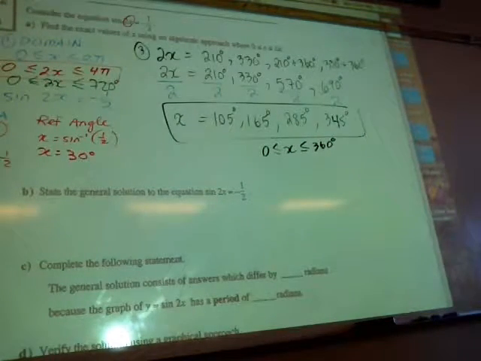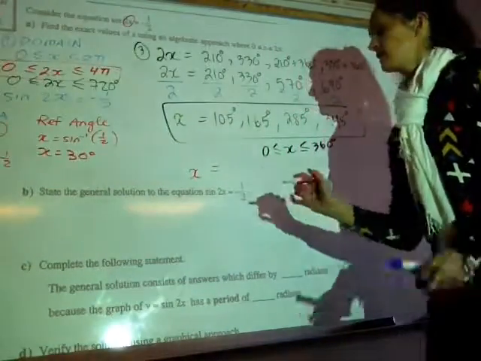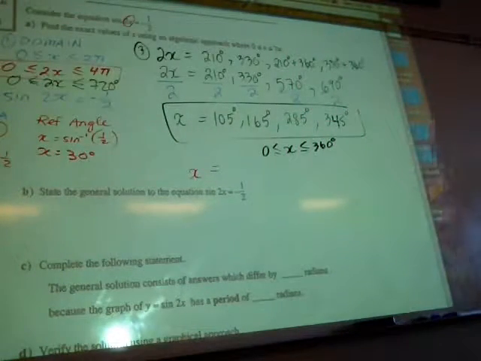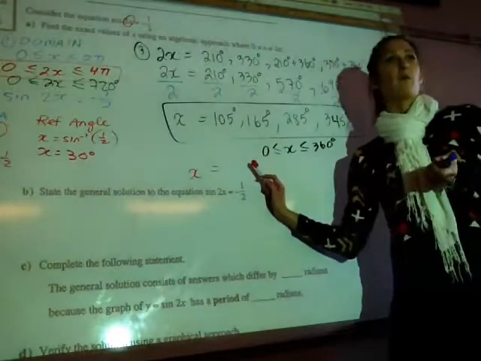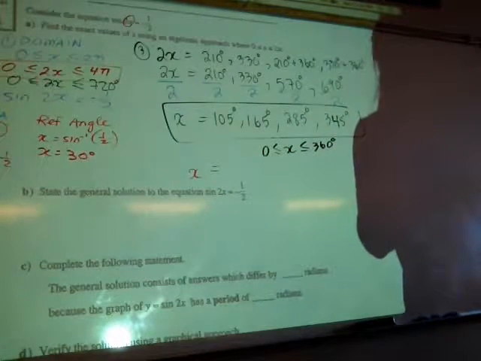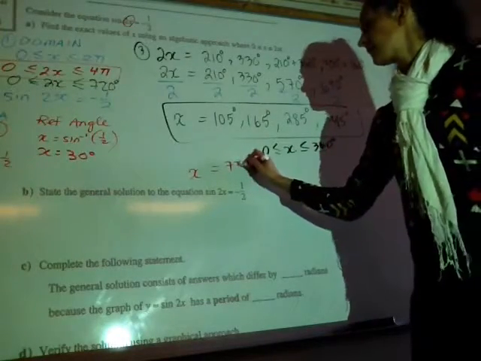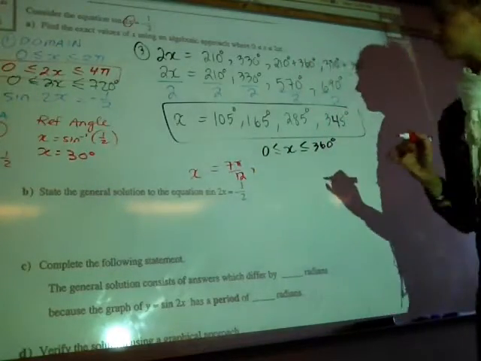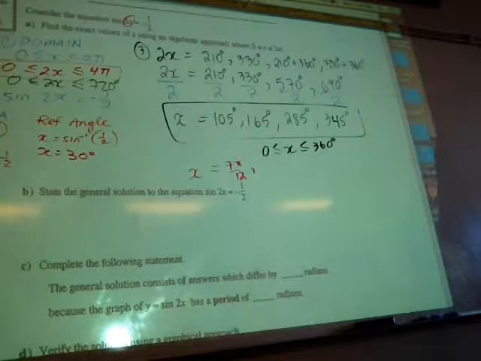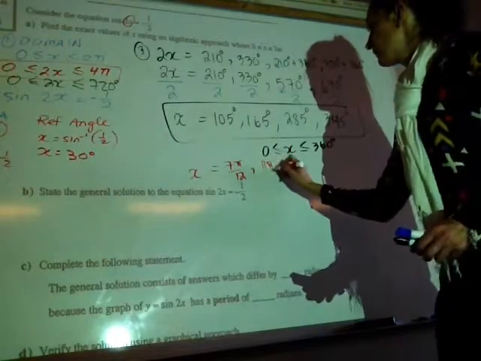But let's keep in mind our domain was in radians, so maybe we should make sure we answer in radians, okay? So from 0 to 2 pi, let's just convert 105. I don't have my calculator on me, so you guys just have to help me. 105 divided by 180. As a fraction, what do we get? 7 pi over 12. Okay, and then 165 divided by 180. Thank you. 11 pi over 12.